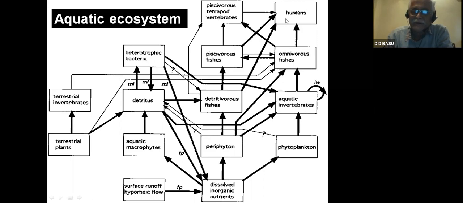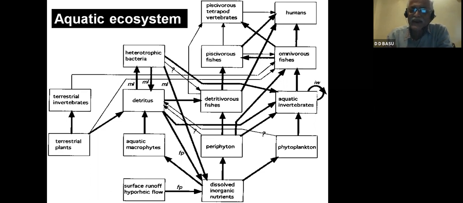This is the movement. Now you see, there is a detritivorous species also. They are eating, right? And piscivorous species, that is also eating. Then there is detritus, which is taken by some heterotrophic bacteria. They are also cleaning things. And terrestrial plants are also there. This is the way the entire ecosystem, a complex system, and a complete food web has been developed. And this food web is the basis of the water quality.